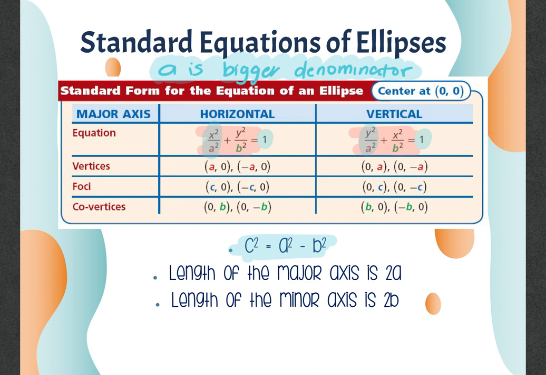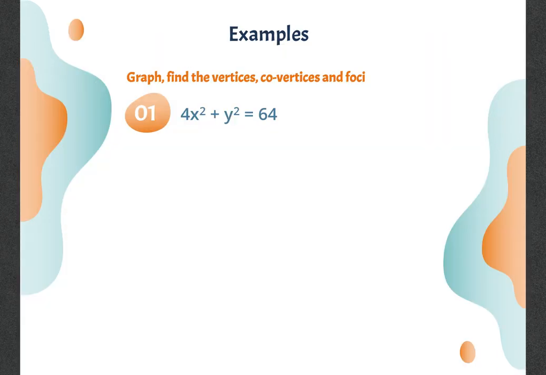The length of the major axis is 2A, because we go up and down A, or right and left A. And the length of the minor axis is 2B. We go right and left the B, or up and down the B, depending on if it's vertical or horizontal. Those will come back mostly into play when we do the equations, so you'll see that tomorrow, when we have to write the equation. All right, we're going to dive right in.